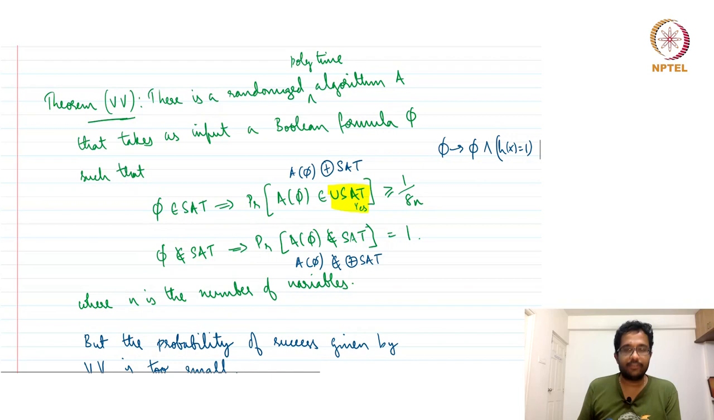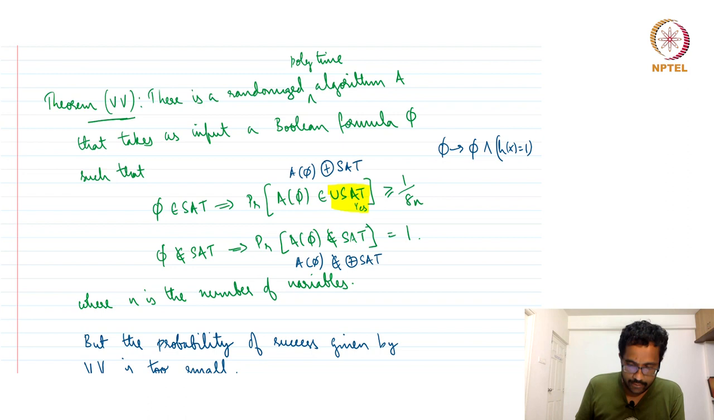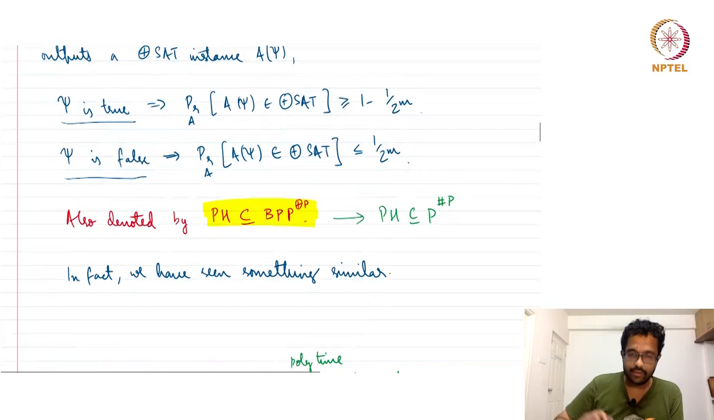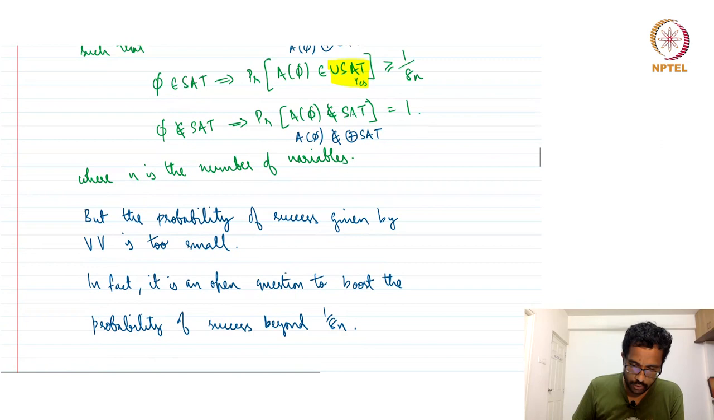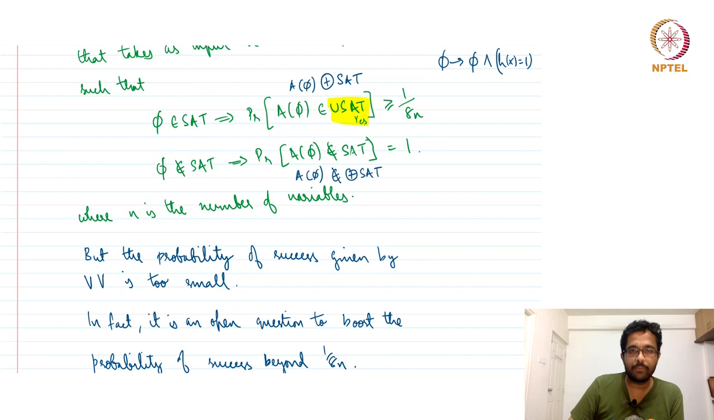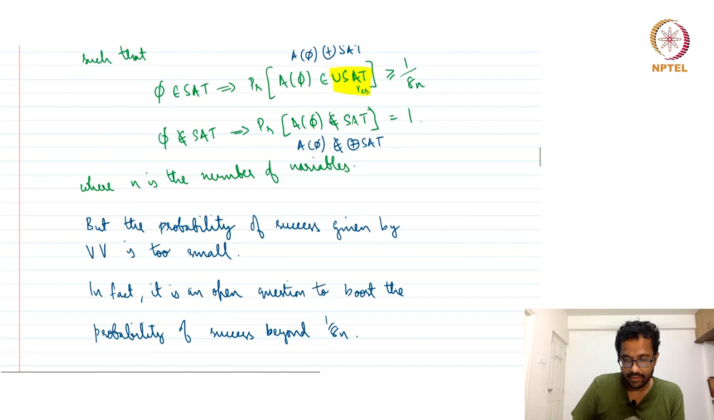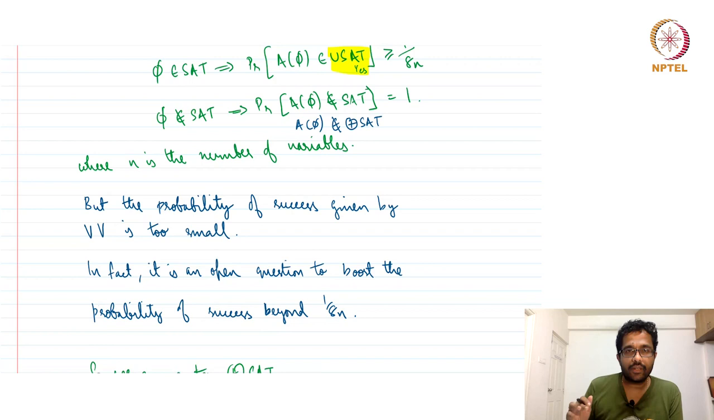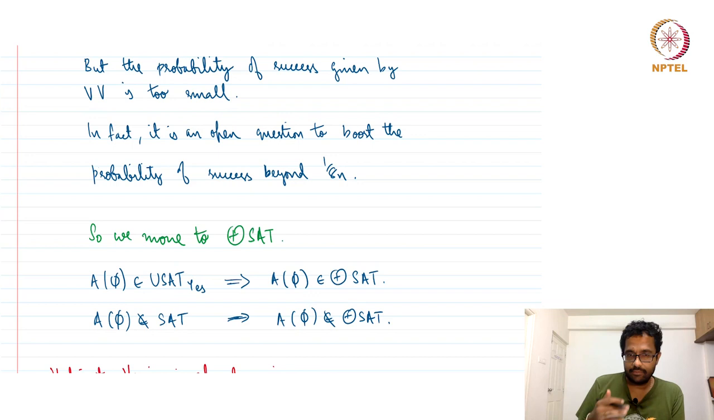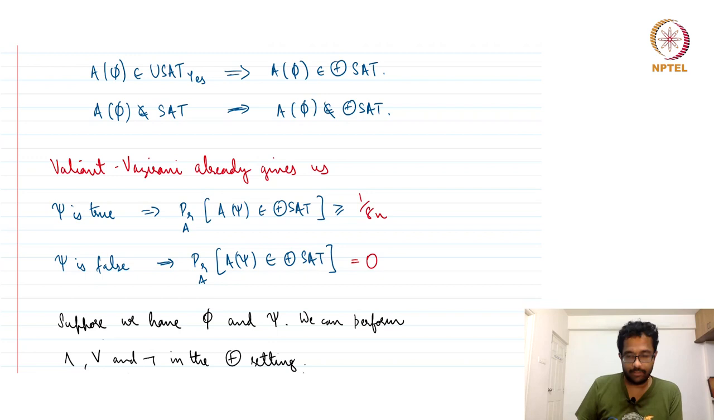And of course, the third thing is that Valiant-Vazirani deals with unique set, so it's exactly one. But here we are okay with the odd even thing, right? The reason we want to go to the parity from the unique set is that there is no clear way to boost the probability of success in the unique set setting. In fact, it's an open question to boost the probability of success beyond this 1 by 8n when we are in the unique set setting. So what we will do is move to the parity set setting, which is automatic from the unique set, because 1 means odd parity and 2 means even parity.